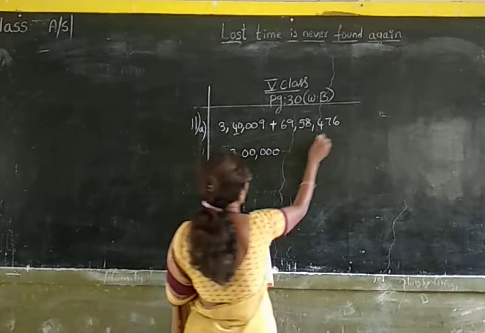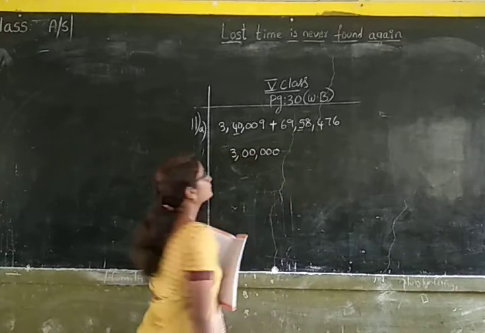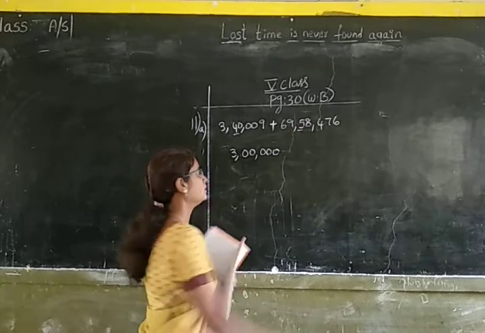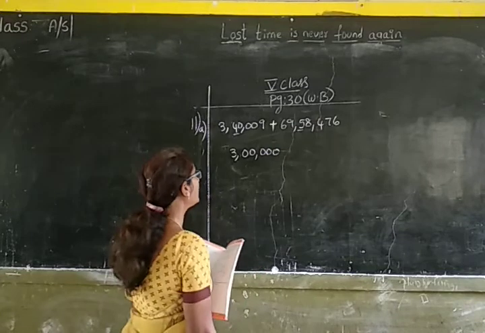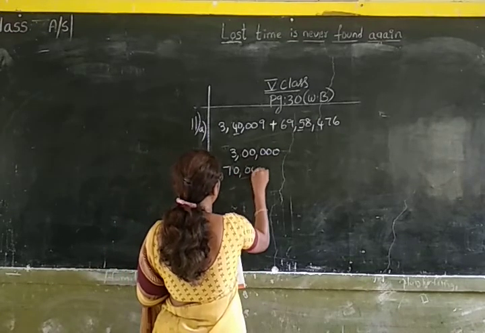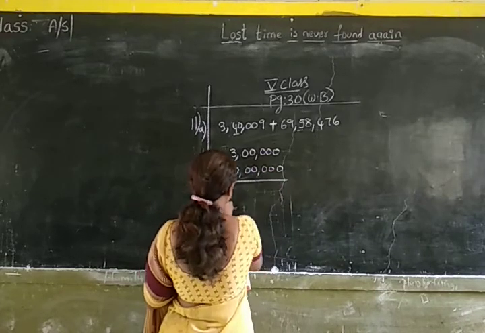Next here, you have to estimate the number to the nearest lakh. So you have to underline the digit in the 10,000 place. Here in the 10,000 place, we are having 5. So you have to add 1 to the next number. 69 plus 1 is 70. So you will be getting 70 lakhs. Now you have to add both the numbers.